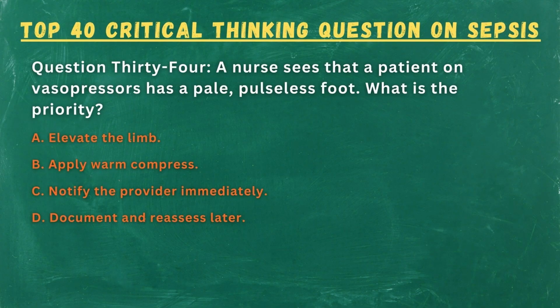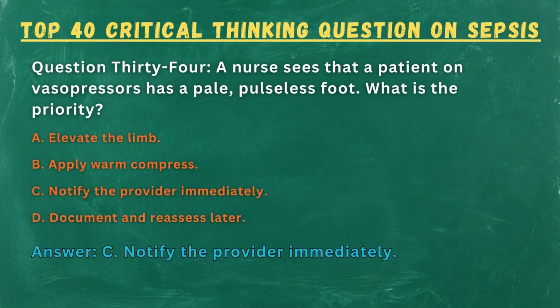Question 34. A nurse sees that a patient on vasopressors has a pale, pulseless foot. What is the priority? A. Elevate the limb. B. Apply warm compress. C. Notify the provider immediately. D. Document and reassess later. Answer: C. Notify the provider immediately.